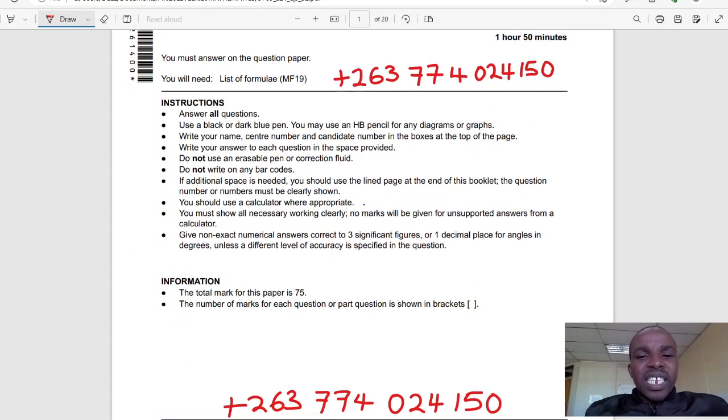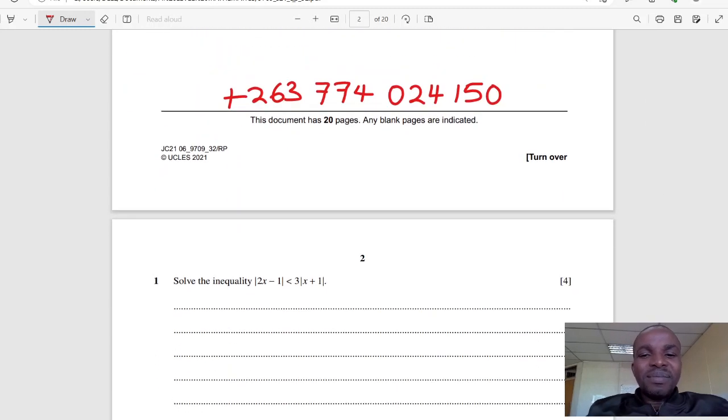Right. First things first, instructions, especially on the degree of accuracy. If it's not specified, please give 3 significant figures, or 1 decimal place for angles in degrees, not in radians, but in degrees. Question number 1.